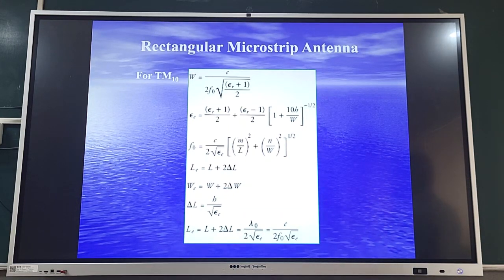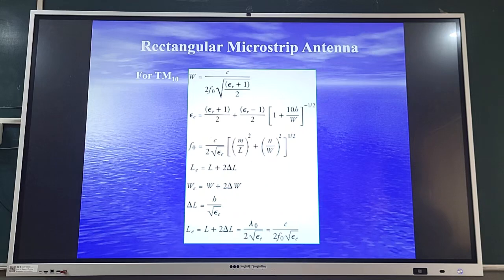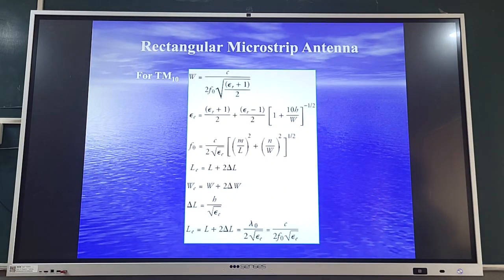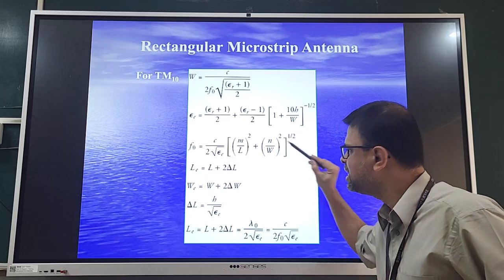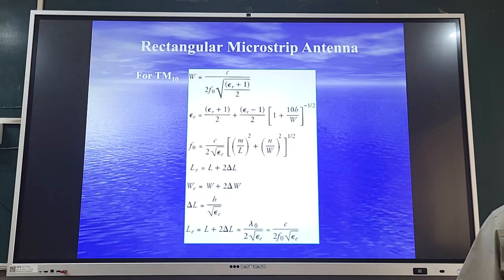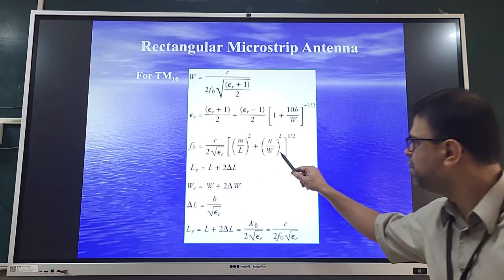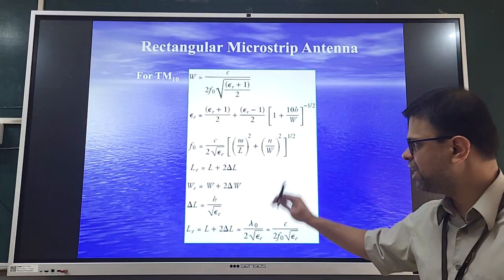M stands for the number of half wavelength variations along the length. That's why this is associated with length. N stands for the number of half wavelength variations along the width. That's why it is associated with W. Only one correction here. Take this as LE, take this as WE. I have not mentioned this in the slide. Take L in this equation as LE and W as WE. So that is the only correction.